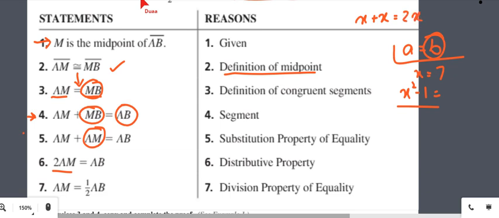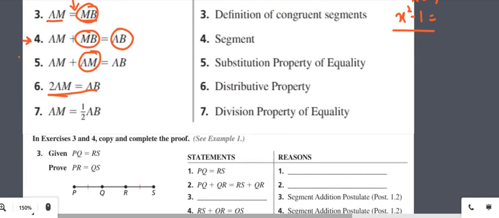How? Because it is just 1 plus 1x, which is equal to 1x plus 1x, which is x plus x. So from this step to this step, this is basically 2x. We use the distributive property here. Then by dividing both sides by 2, or by using the division property of equality, I got AM is half of AB. Is it clear? Yes. Okay.